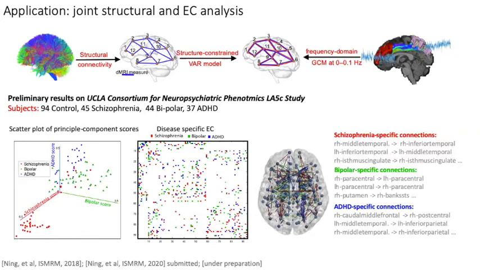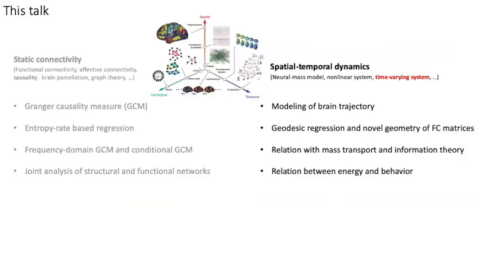Each disease has a different set of networks. Some of them are consistent with some early literature. So we are trying to continue developing this pipeline to make it useful in other studies. Okay, I think this more or less summarizes the first topic, basically the frequency domain Granger causality measure.